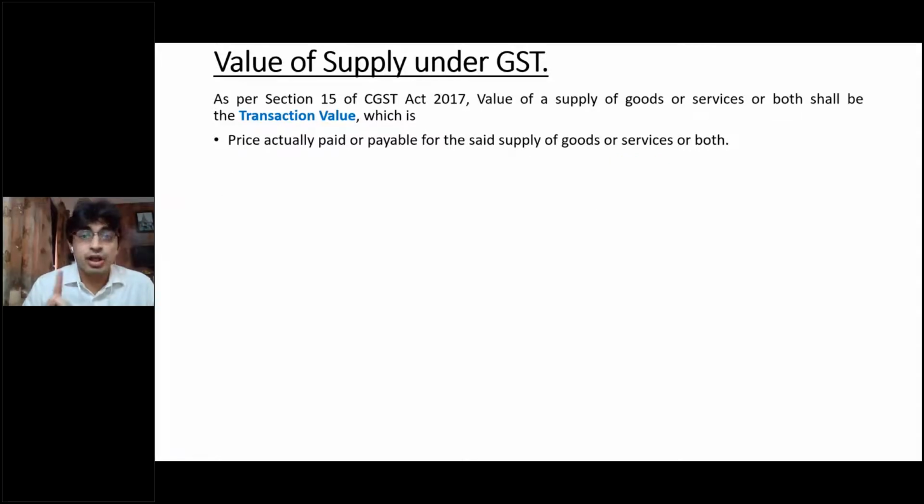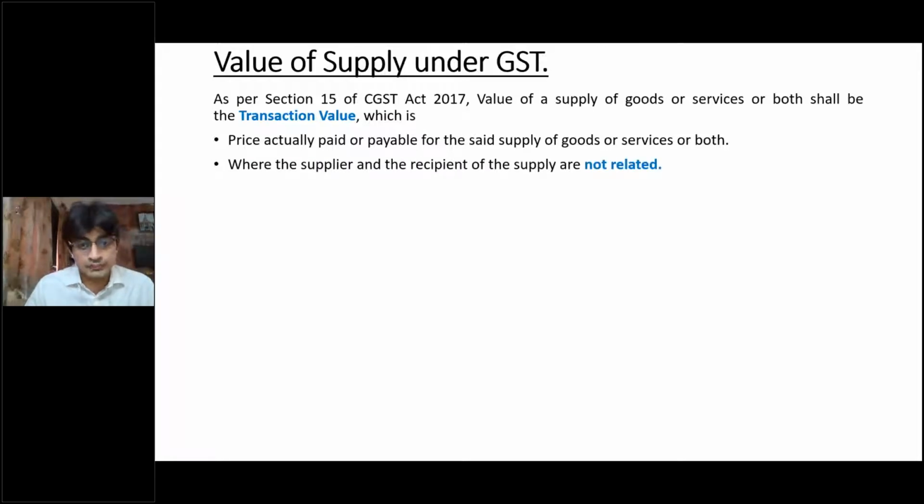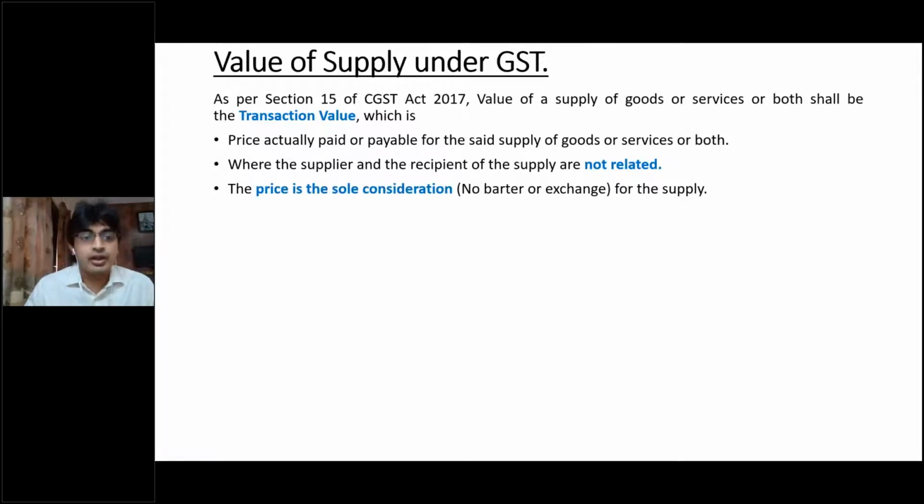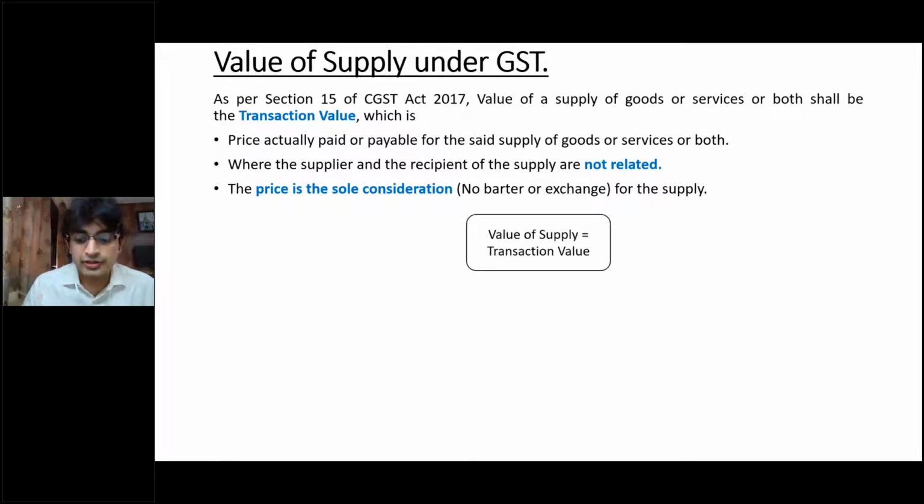Let's do it again. Value of supply is what? Transaction value: whatever amount I have charged or paid, or will charge, payable, for the said supply of goods or services. Two conditions. Supplier and recipient, that is buyer and seller, should not be related. And second, only monetary consideration. There should be no barter, no exchange, nothing. Then value of supply is the transaction value.